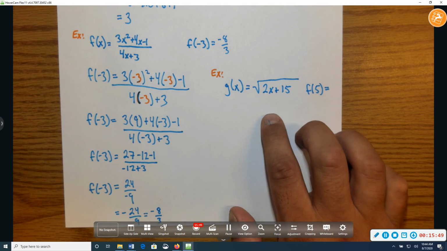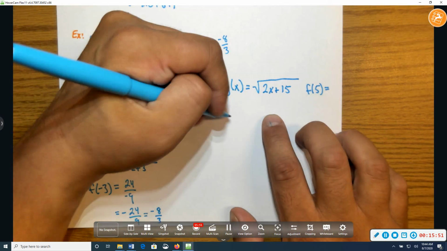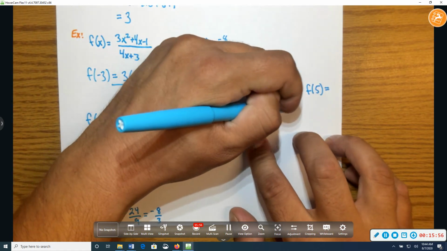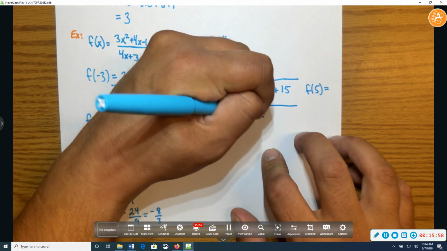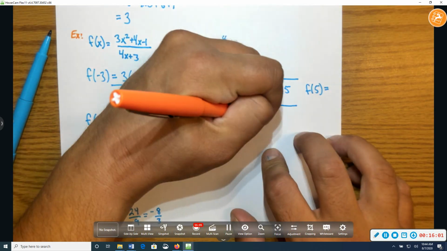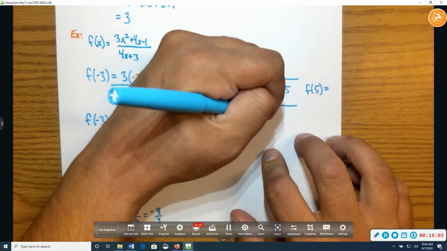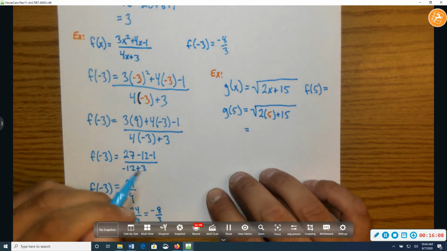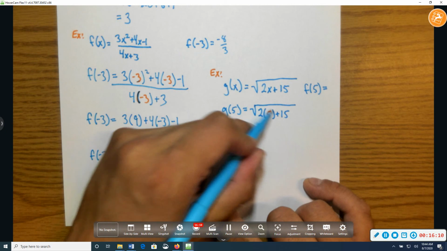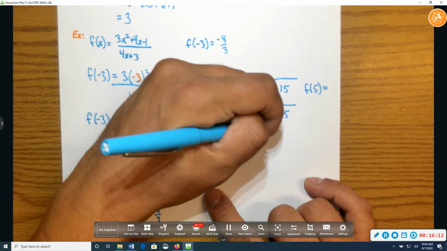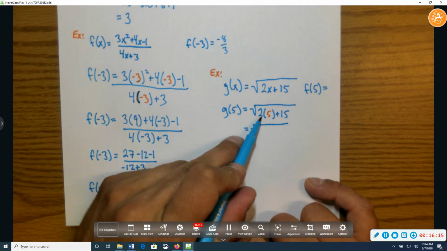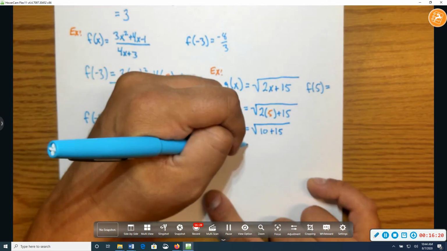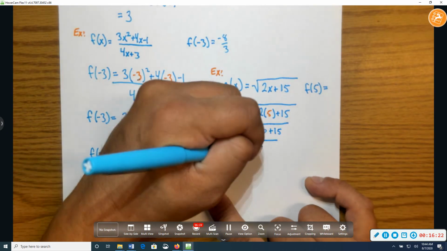Well, let's plug in 5. So g of 5 is equal to the square root of 2 times 5 plus 15. And then just simplify. We want to simplify under the square root first. Once we have simplified under the square root, we can then see if we can take the square root. So 2 times 5 is 10, plus 15. We can add those together. 10 plus 15 is 25.